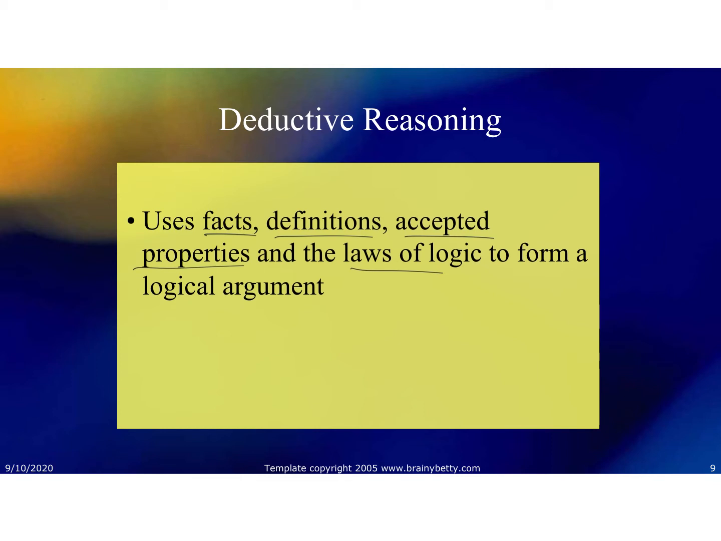Use facts, definitions, accepted properties, and laws of logic to form a logical argument. Guys, are we looking for patterns anymore? No, these are facts, okay? These are things that are definitions. We can prove them. We can show that they exist. Deductive reasoning. This is honestly the more important of the two. Inductive, you're just looking for patterns. What do you assume the next number or the next figure would look like? These have to be facts. You can prove them, okay?